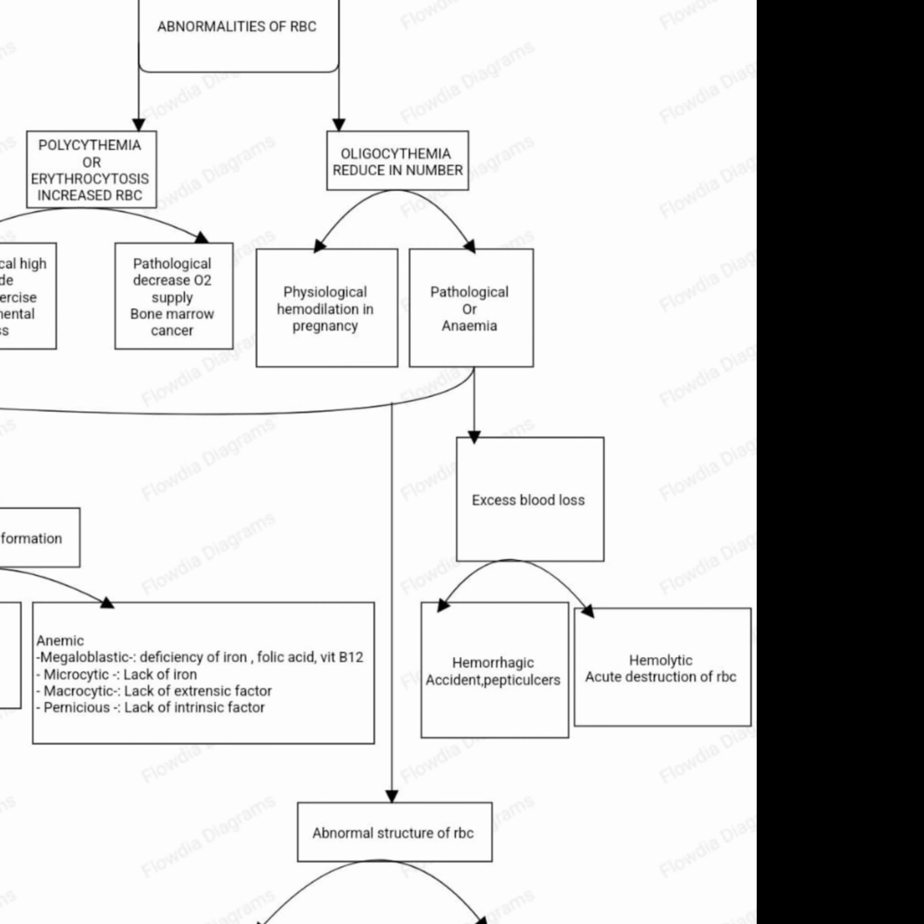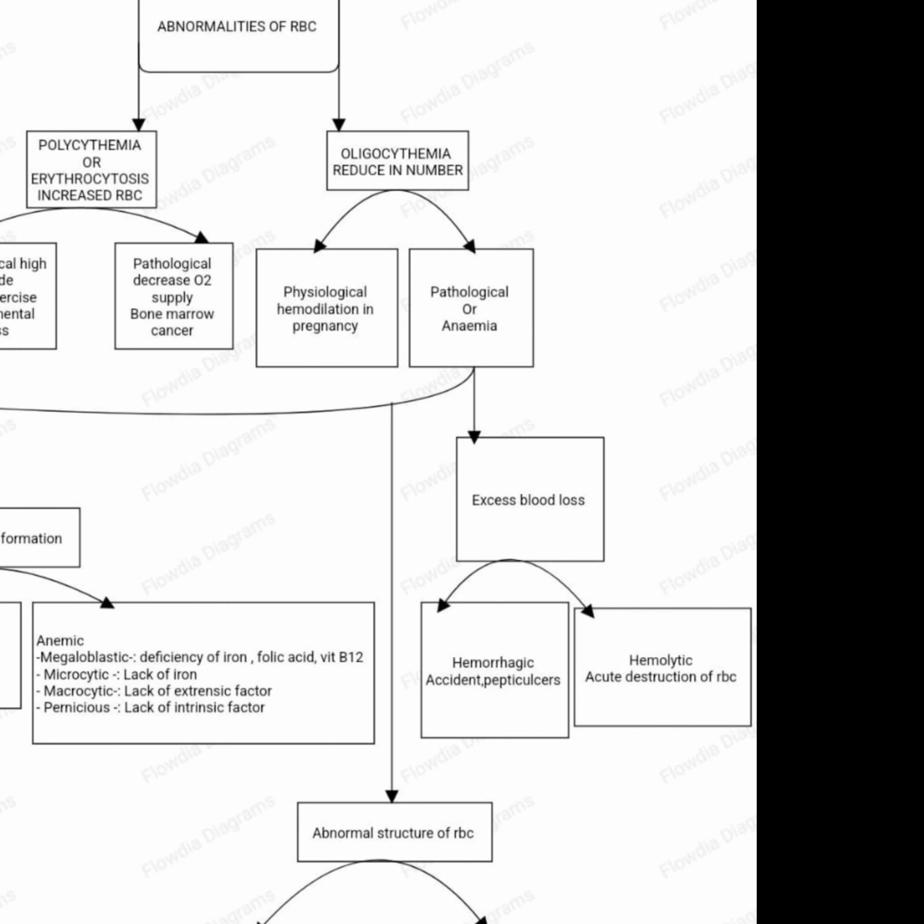Now let's see the abnormalities of RBC. RBC abnormalities are mainly divided into two types: polycythemia and oligocythemia. Polycythemia is an increase in erythrocyte number. In oligocythemia, erythrocyte number decreases. Polycythemia is of two types, physiological and pathological. In physiological, it is due to high altitude and increased muscular activity. In pathological, it is due to reduced O2 supply and bone marrow cancer.